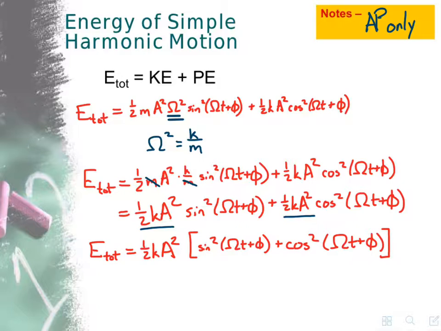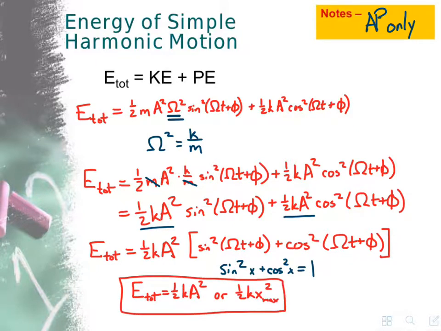Now we have to recall a trig identity, a very important one. That is that sine squared of x plus cosine squared of x is equal to 1. Now if that's true, then this entire thing in brackets is equal to 1. So my total energy, E total, is equal to 1/2 K times a squared, or you can say it's equal to 1/2 times K times its maximum displacement squared.